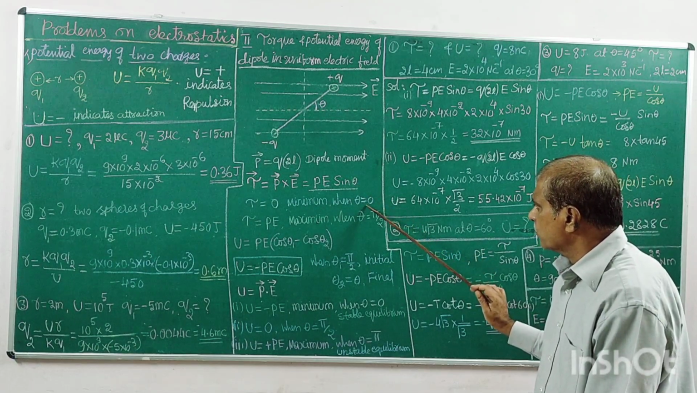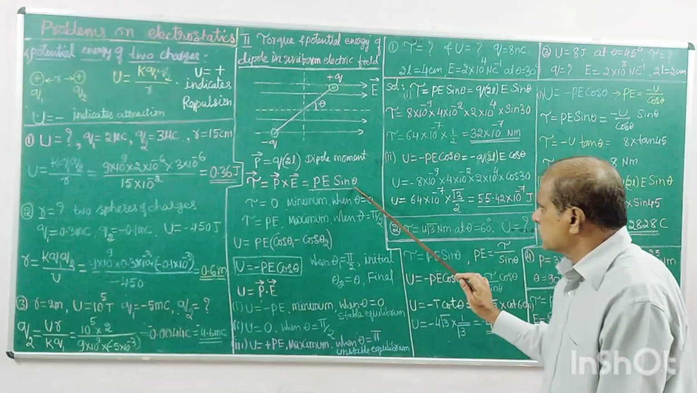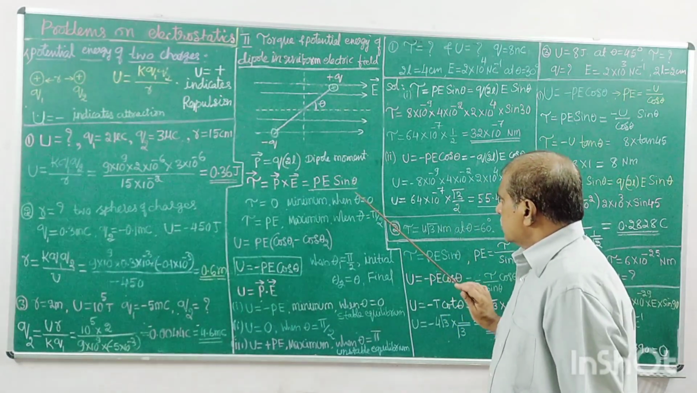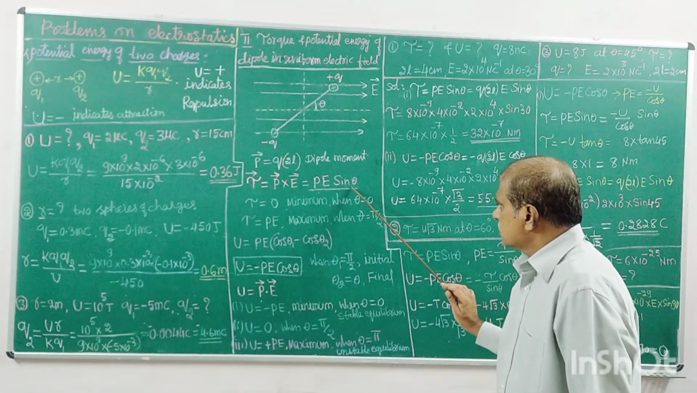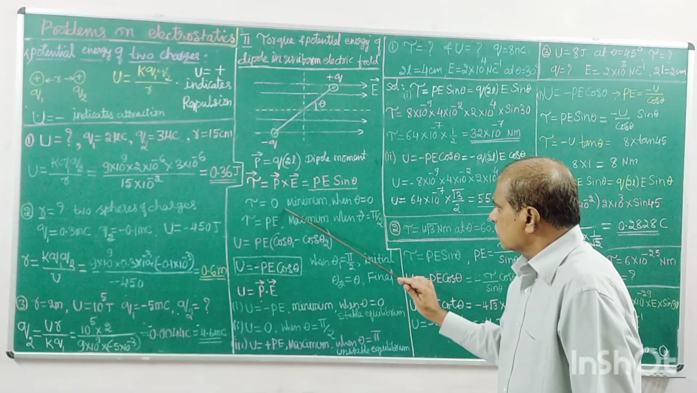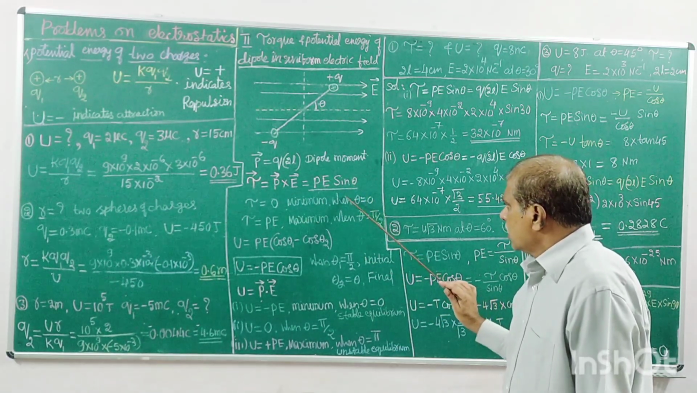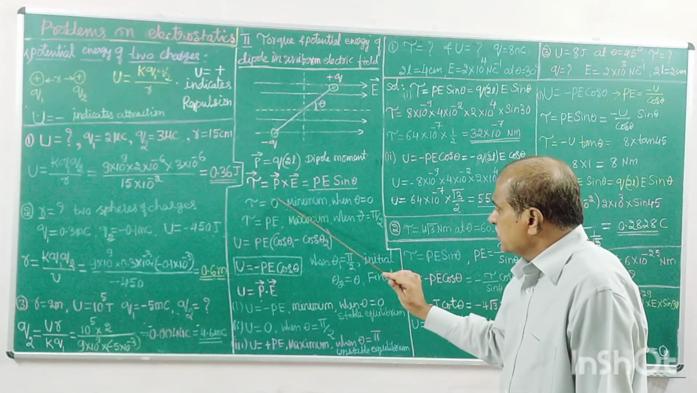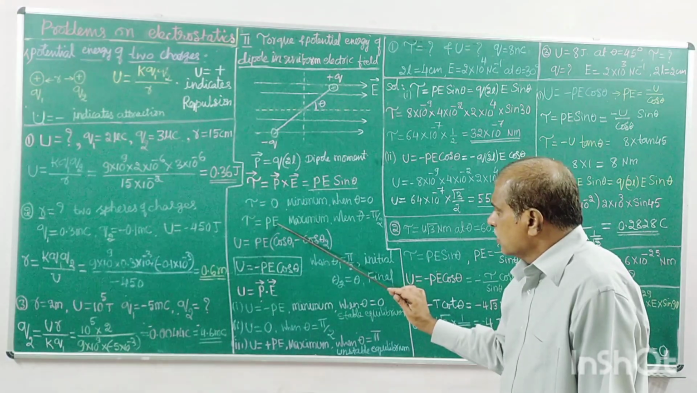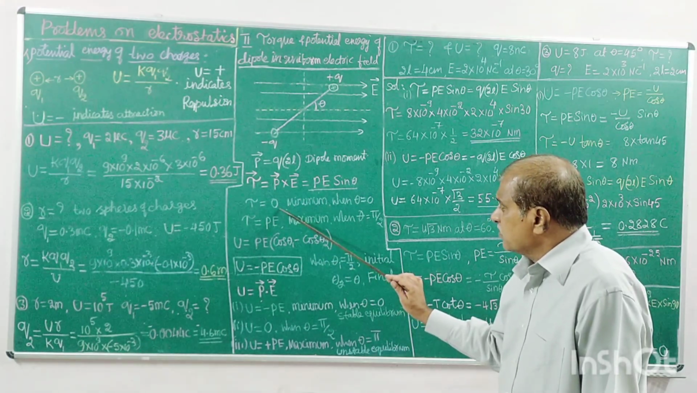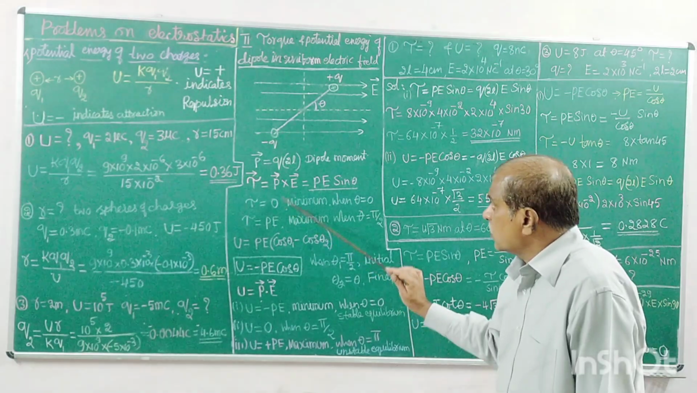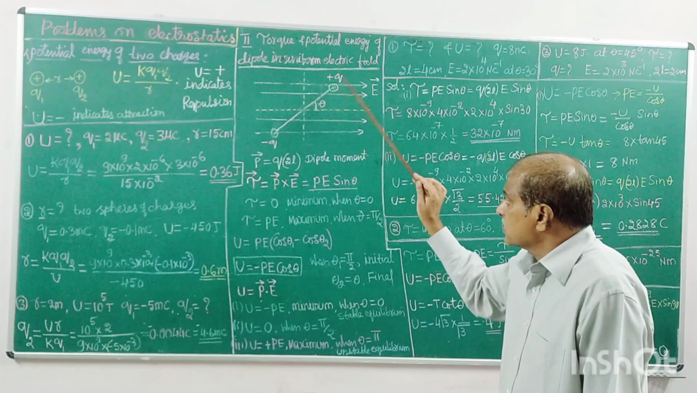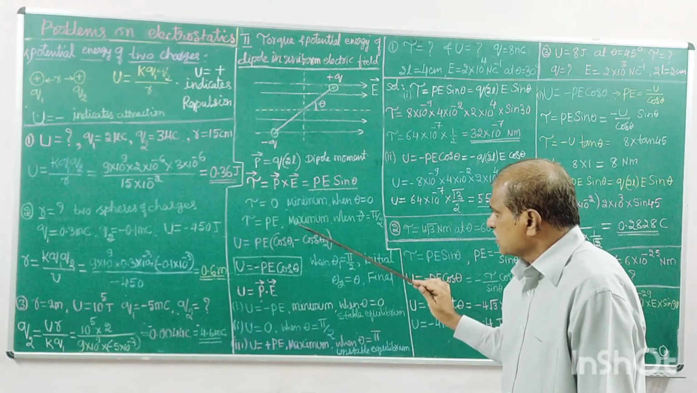If theta equals 0, it becomes sin 0. Sin 0 means 0, and 0 times anything is 0. If theta equals pi by 2, sin pi by 2 is 1, and 1 times PE is PE. Tau equals 0 means minimum value, tau equals PE means maximum value. So the least possible torque value in this system is 0, and the highest, maximum value is PE, in this rotation. So these are the possible values.